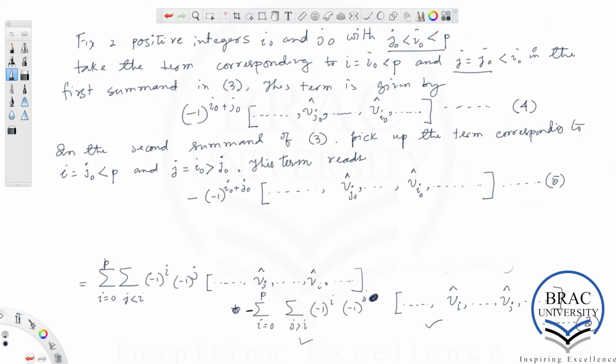Now, the term 4 appearing in the first summand cancels the term 5 appearing in the second summand.